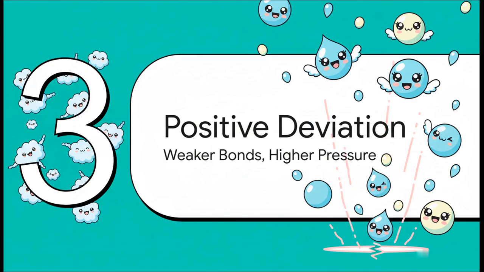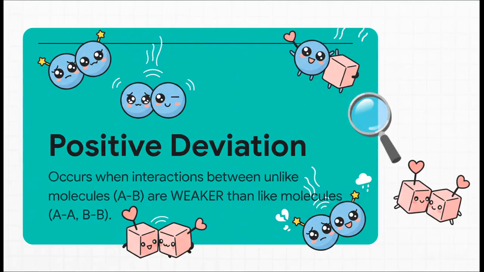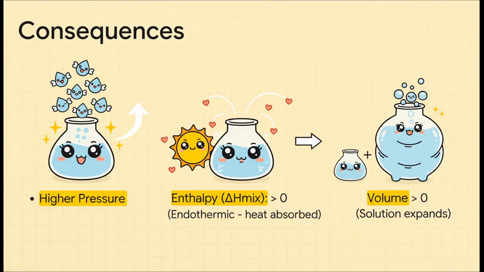More vapor pressure, which means the molecules have a higher tendency to escape the liquid. This happens when the new attractions between the different molecules, A and B, are actually weaker than the bonds they left behind. You could almost say the molecules don't like each other as much in the mixture. And because those new forces are weaker, it's way easier for them to break free and escape into the vapor phase. This leads to three main consequences.